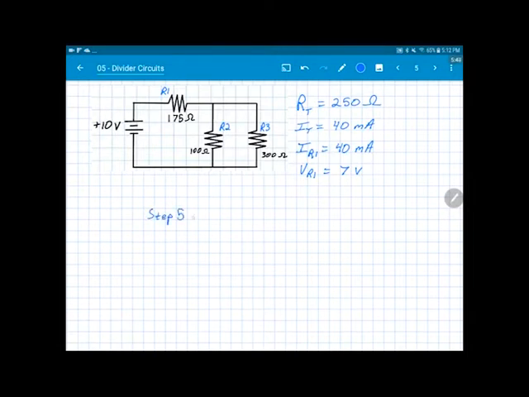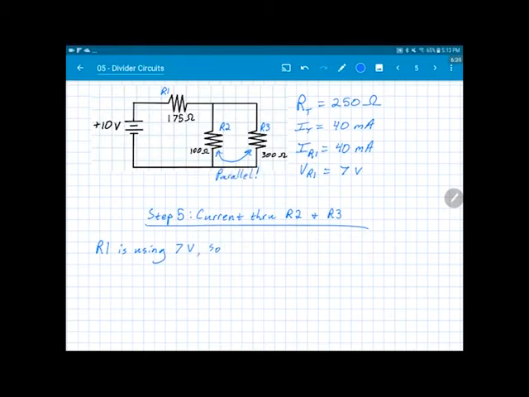I'm going to move on to step 5. And now I can find the current through each of the other 2 resistors. In order to do this, I have to recognize that R1 is using 7 out of 10 volts. And because these 2 resistors are in parallel, the remaining voltage doesn't divide, but each resistor gets 3 volts. This is because Kirchhoff's rule says that each loop has to have the total voltage used up.